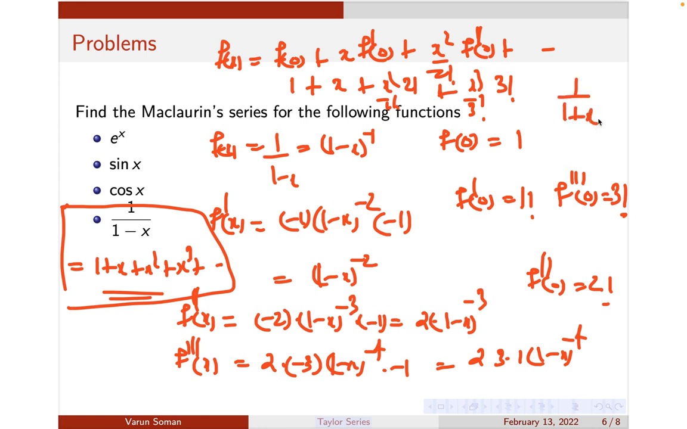In place of x it is minus x, so you can easily deduce from this expansion itself if you want. It will simply be 1 minus x plus x square minus x cube plus etc., because in place of x I have minus x here. So that is the way.